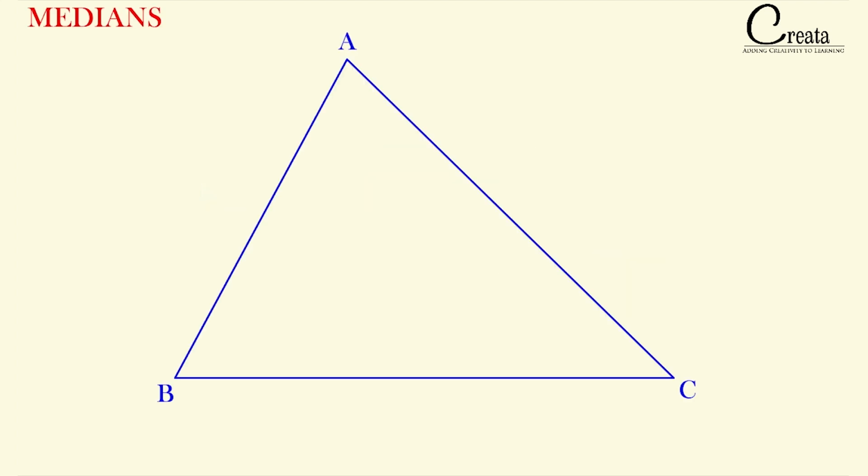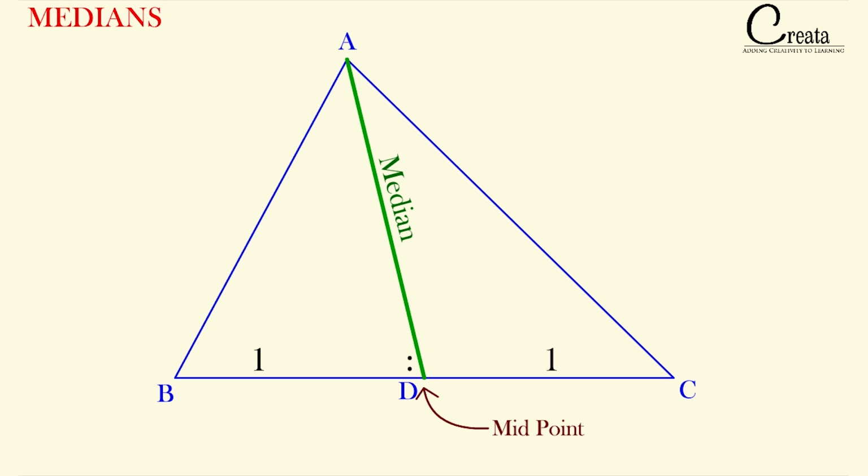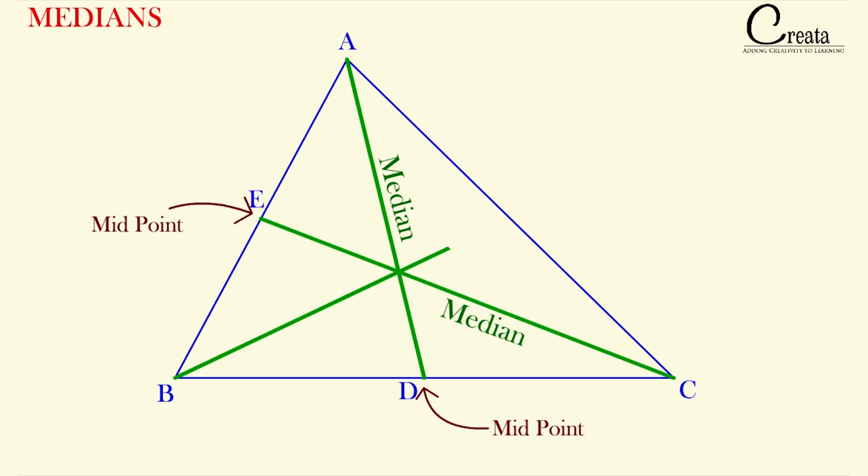Median is a line segment that joins the vertex with the midpoint of the opposite side. This is the midpoint. So the median divides the opposite side into two equal portions. We can say 1:1 ratio. A triangle has three vertices and three sides, so it can have a total of three medians. And these three medians start from the vertex and meet the midpoint of the opposite side. For this triangle, AD, BE and CF are the three medians.